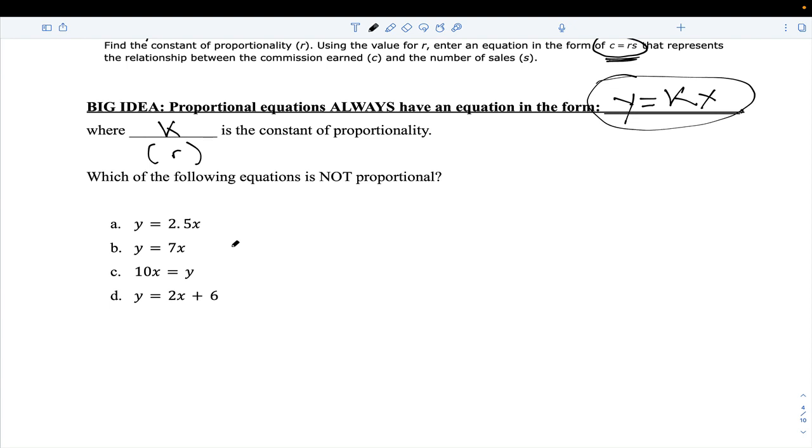Hadley, what'd you get? I got B. Which one? Not B. I got D. D is correct. This one's not proportional. And what's making it not proportional, Finn?